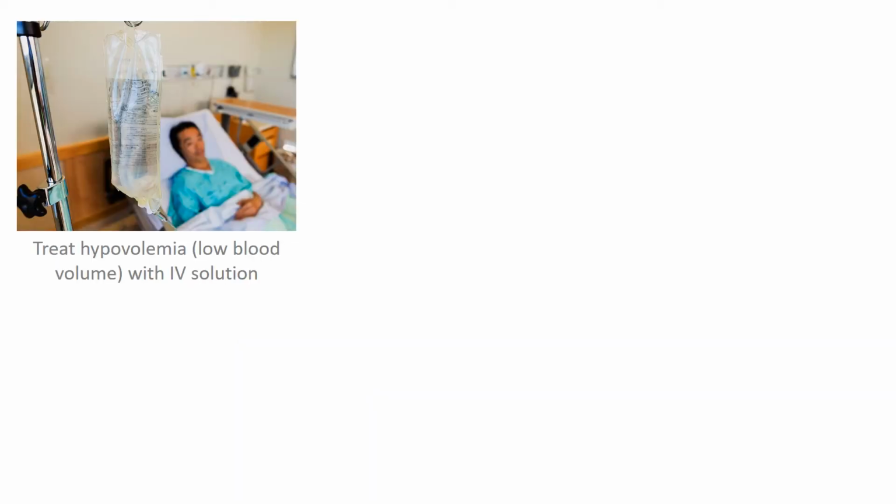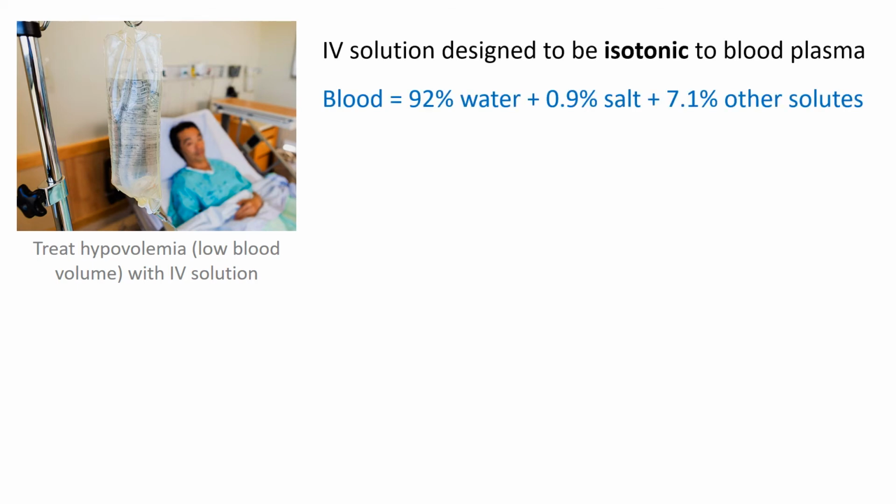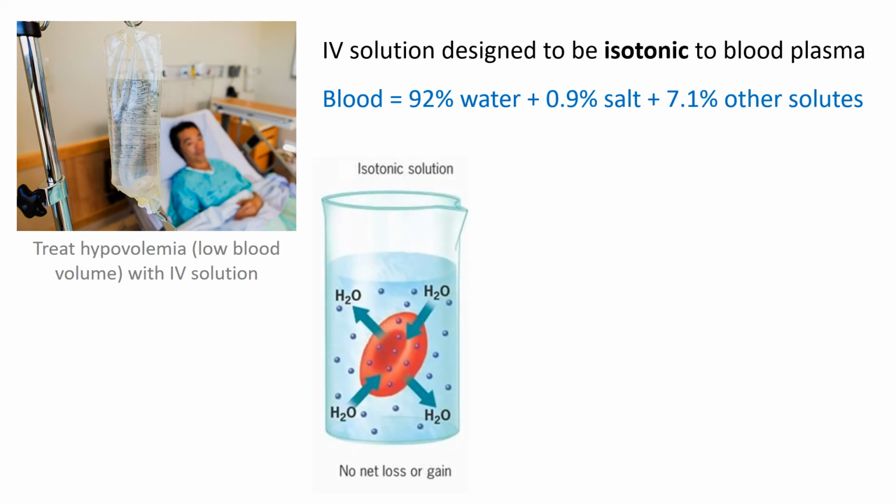Now apply your new knowledge to a clinical healthcare setting. Imagine a patient is being treated for low blood volume, hypovolemia. So they're receiving a saline drip. In this scenario, the IV solution would be designed to be isotonic to blood plasma. And blood is mostly water, 92%, with a little bit of salt, under 0.9%, and other solutes. So in this scenario, the isotonic IV solution would have around 0.9% salt concentration, 92% water.